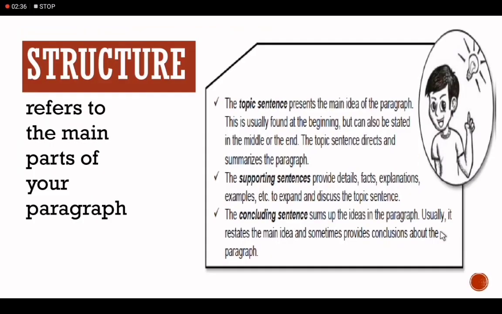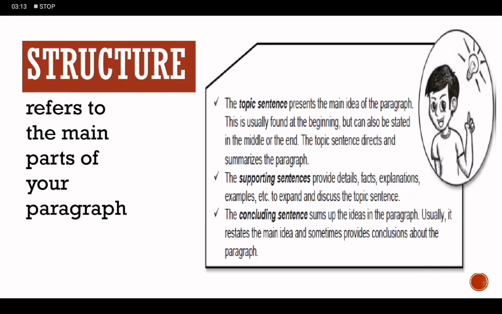Now let's talk about structure. Paragraph structure. This refers to the main parts of your paragraph. So what are the three main parts of our paragraph? First, we have the topic sentence. Second, the supporting sentences. And third, concluding sentence. So when we say topic sentence, this presents the main idea of the paragraph. It is usually found at the beginning, but can also be stated in the middle or the end. The topic sentence directs and summarizes the paragraph.